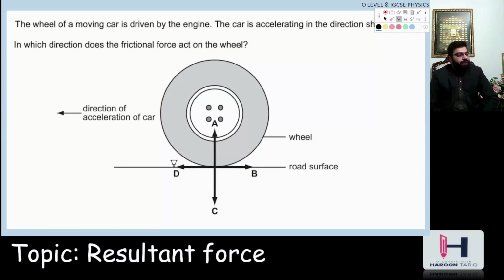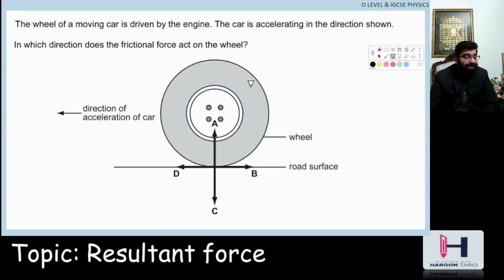Okay, this is the last question of this class. The wheel of a moving car is driven by the engine. The car is accelerating in the direction shown. In which direction does the frictional force act on the wheel? We studied an example of this in the last class. It is important to see the motion here, and we have to see whether the tire turns clockwise or anti-clockwise, that is very important here. The direction of acceleration, this is the motion here, is towards the left side. For it to move in this direction, the tire must move like this. This is anti-clockwise. I am writing ACW, counter-clockwise, anti-clockwise, against the clock.